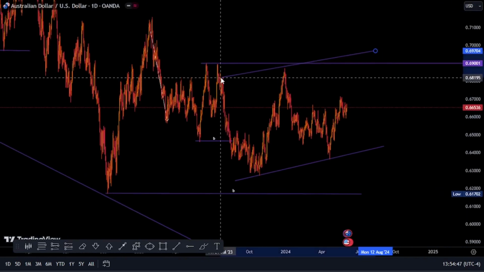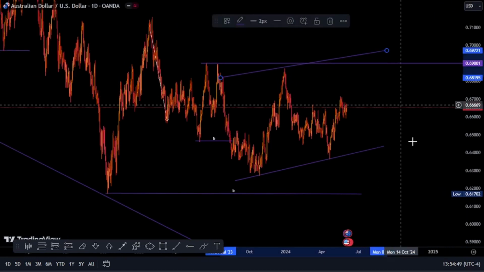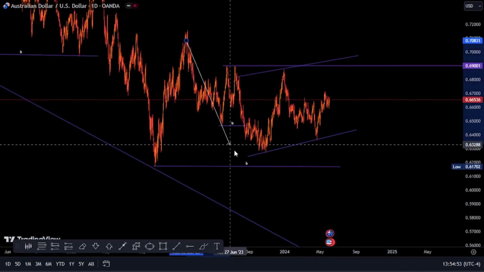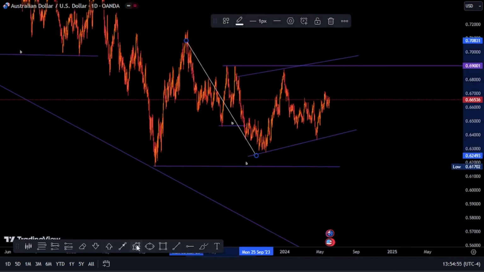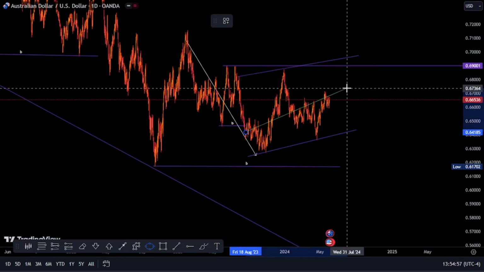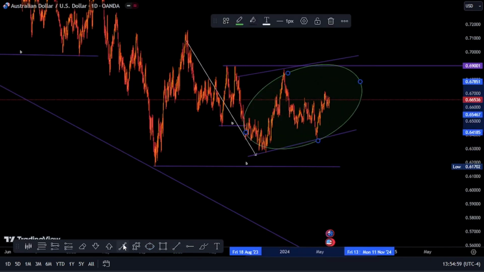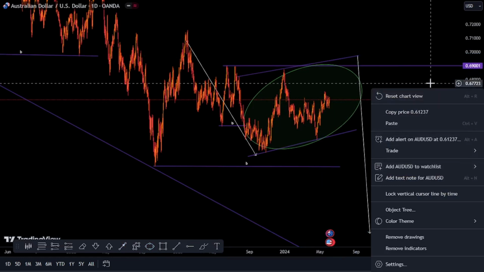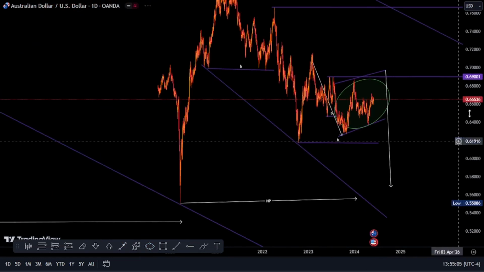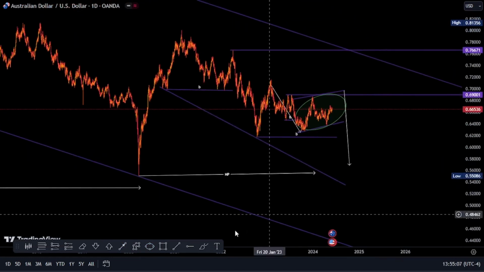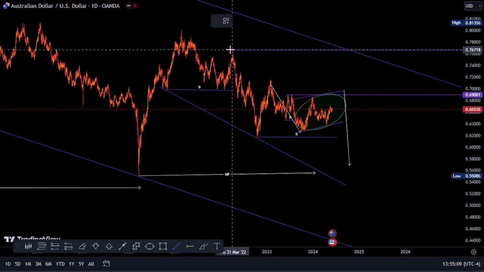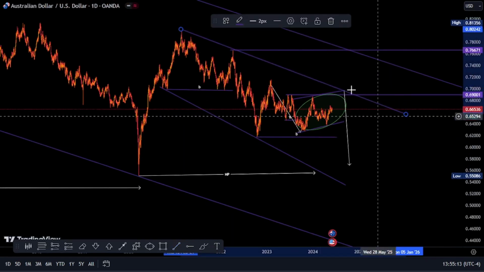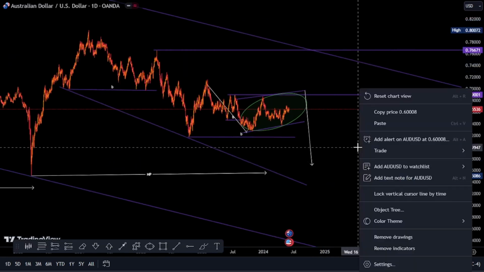And identify what? Identify the fact that this is my impulse, this is my correction, and I'm expecting an impulse to the downside. You understand? An impulse to the downside. So obviously this will be somewhere around here. You understand? But that's okay.